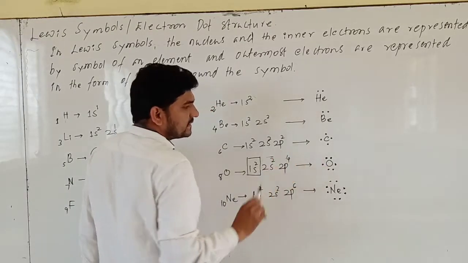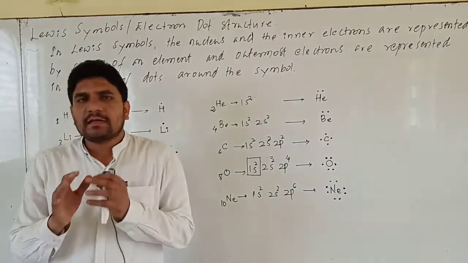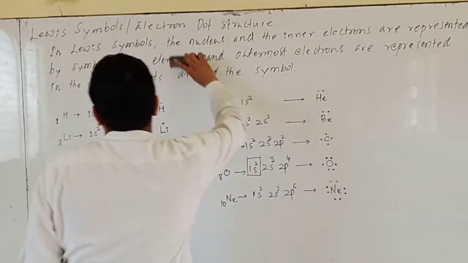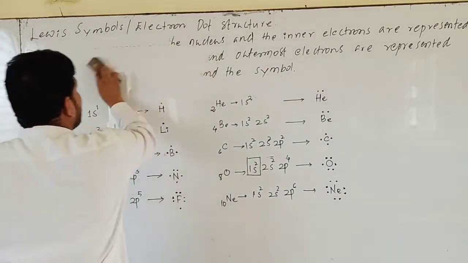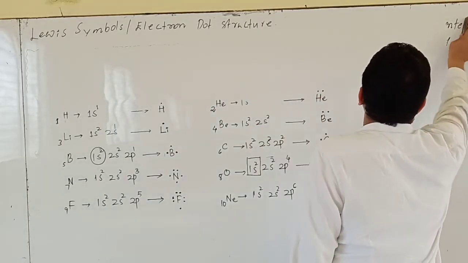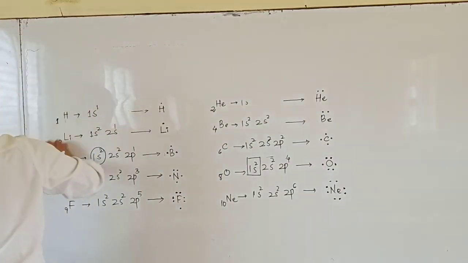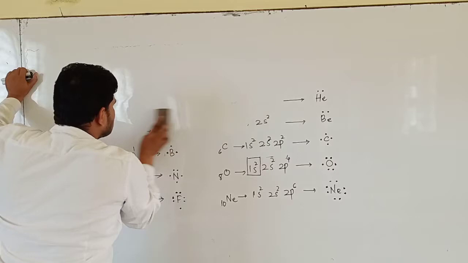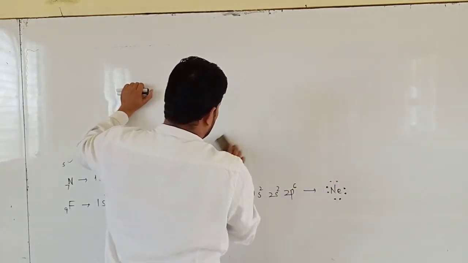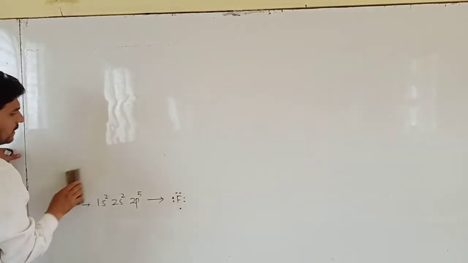Outer electrons are 6. Understood? Like that, always, the valence electrons present in an atom are represented by dots. This is regarding Lewis symbols. We will discuss the Lewis symbols of molecules in coming classes. This is the introduction to the Lewis dot structure, or electron dot structure, or Lewis symbol.